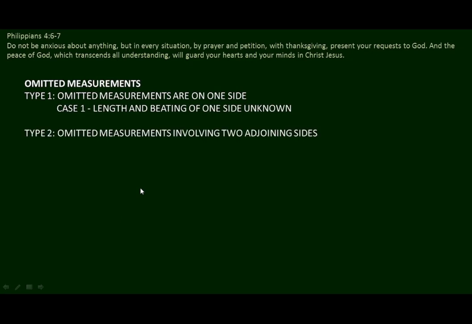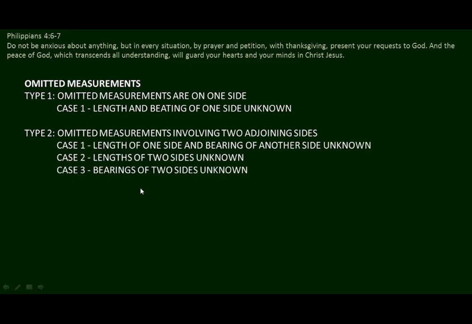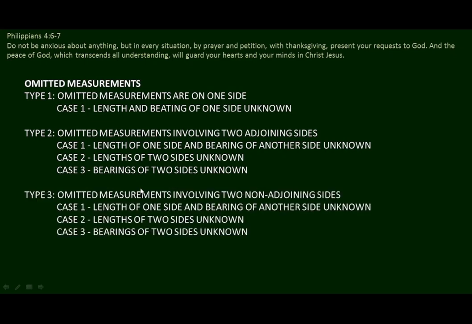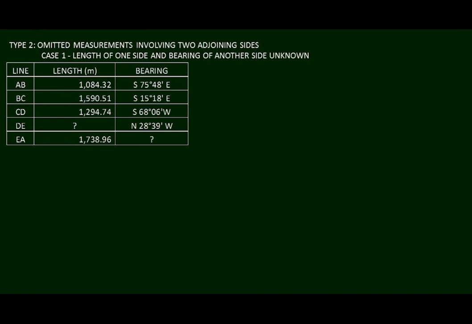For type 2, omitted measurements involving two adjoining sides, we have three cases. And for type 3, omitted measurements involving two non-adjoining sides, we also have three cases. So today I'm going to discuss with you type 2, and I'll try to cover all three cases. Let's solve first for type 2, omitted measurements involving two adjoining sides.